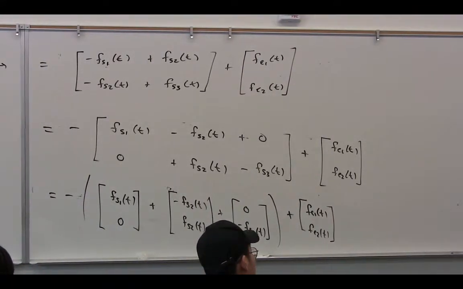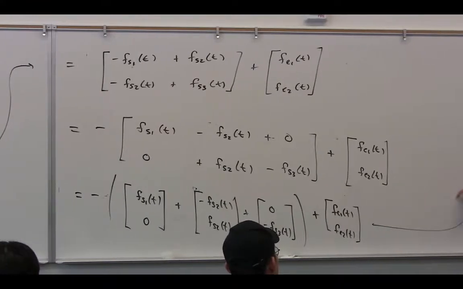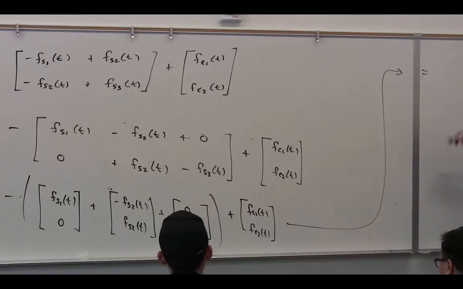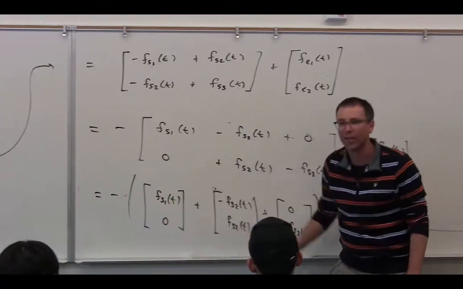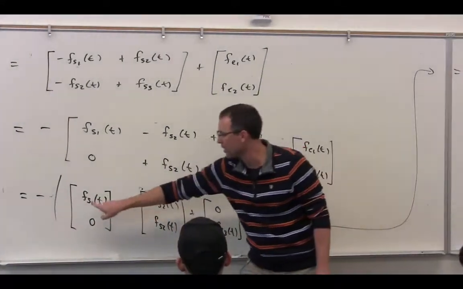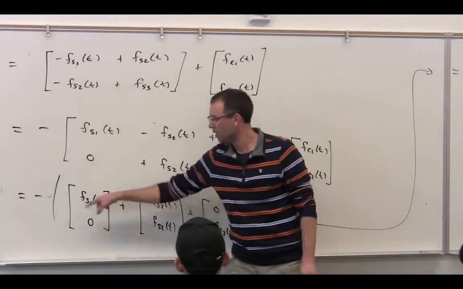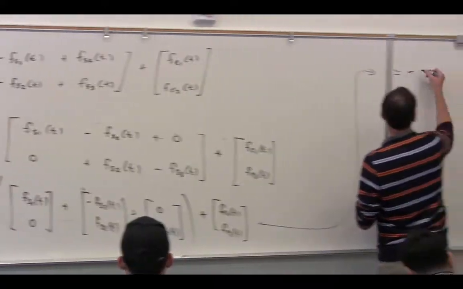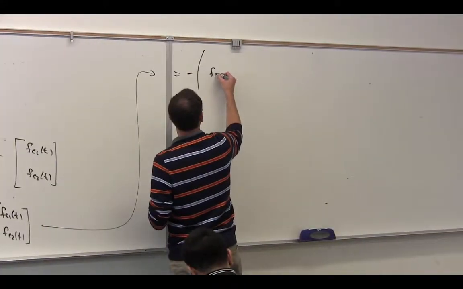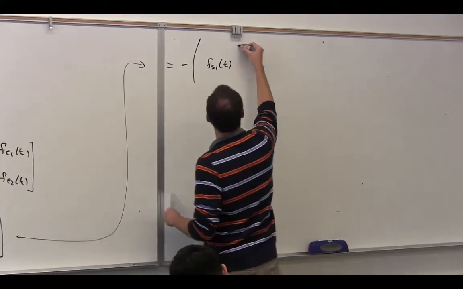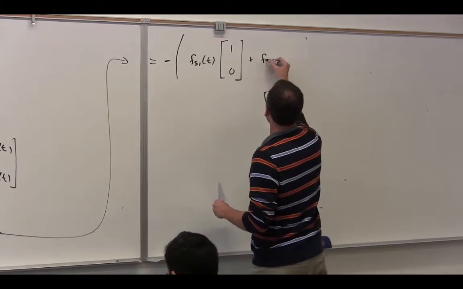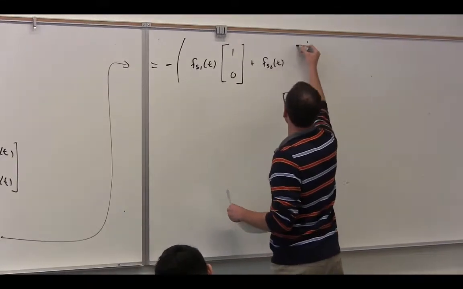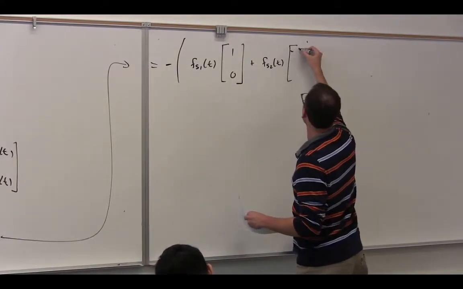Well, what is a linear combination? Pull out the scalars. What scalar is multiplied by the entire vector there? What scalar shows up in each factor? fs2. What vector is associated with that? So now I've got the negative out front. I've got fs1, I'm sorry. What's the vector there? 1, 0. What's the next one? fs2 of t associated with the vector negative 1, 1.